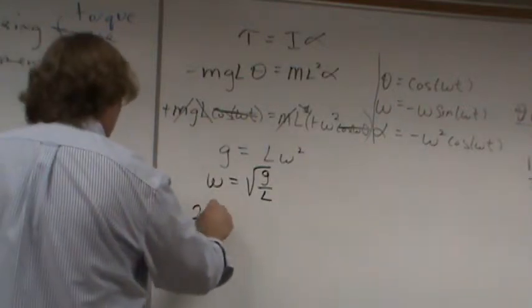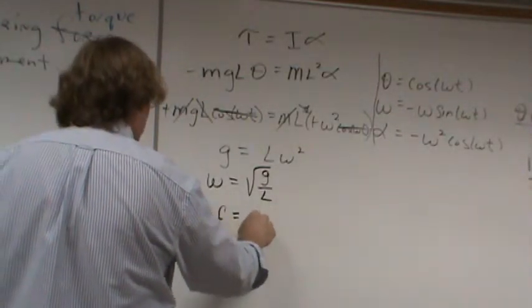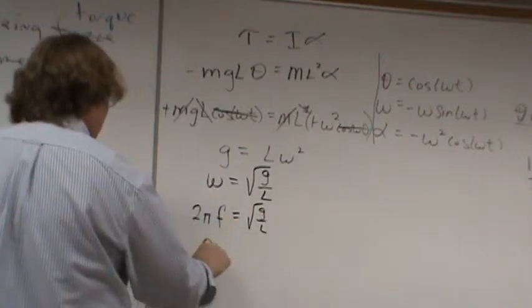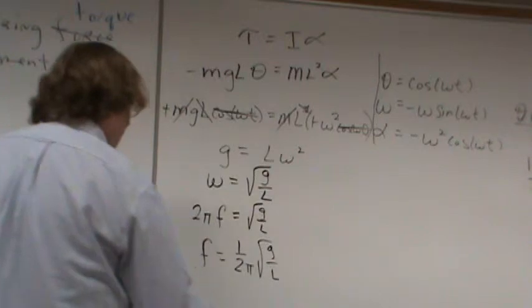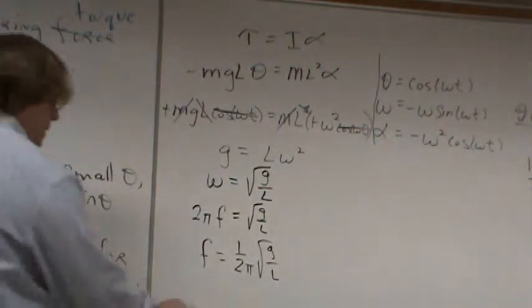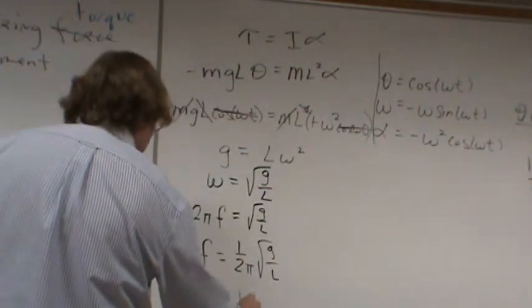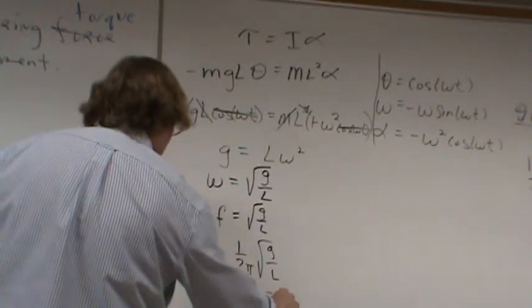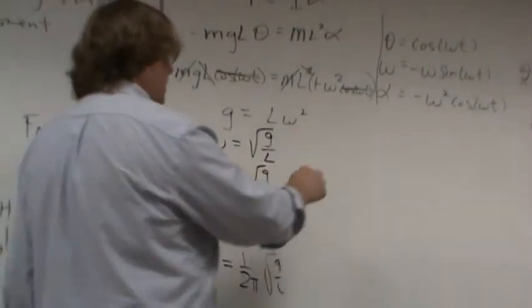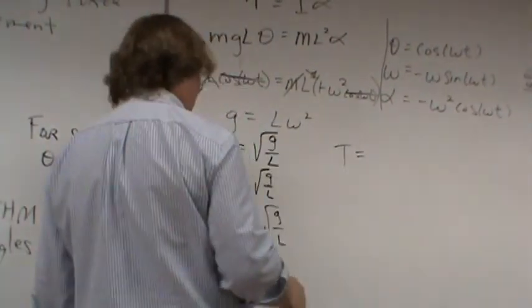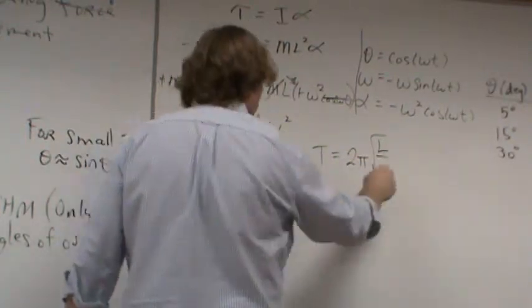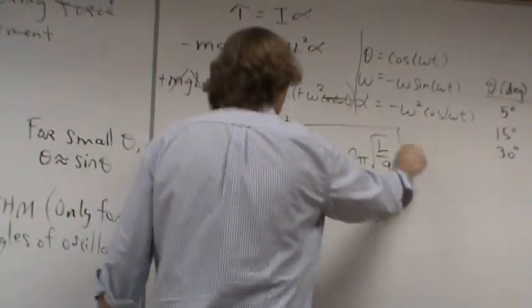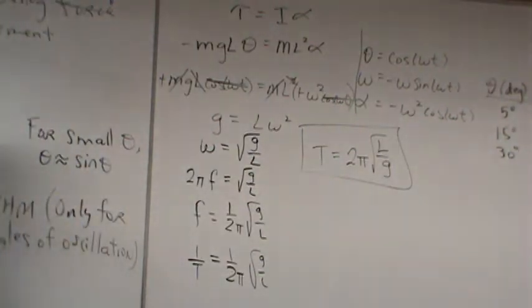And since omega is equal to 2 pi f, I can say that frequency is equal to 1 over 2 pi times the square root of g over L. And because frequency is equal to 1 over T, I can get the equation that our textbook loves and that the AP exam people love, which is period equals 2 pi times the square root of L over g. And that's the equation I'm going to use.